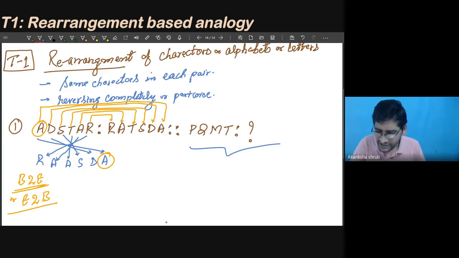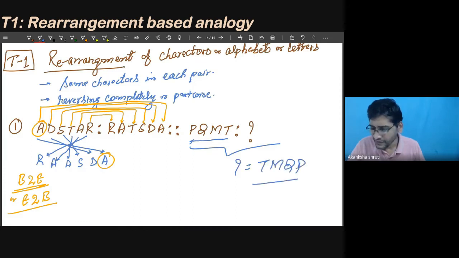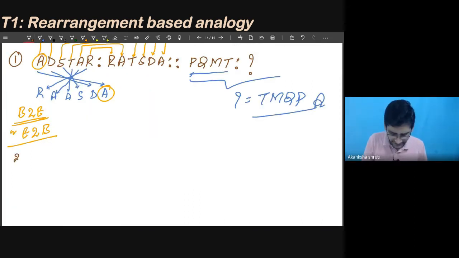You have to start with T and you have to write backward. So what is equals to TMQP? Okay, this is the answer. So simple. Let me go for the other question. Question number 2.